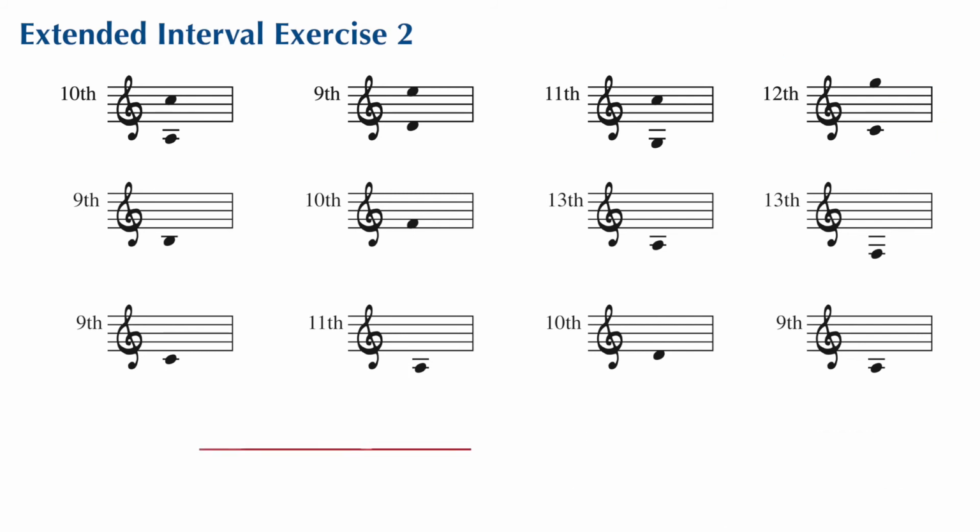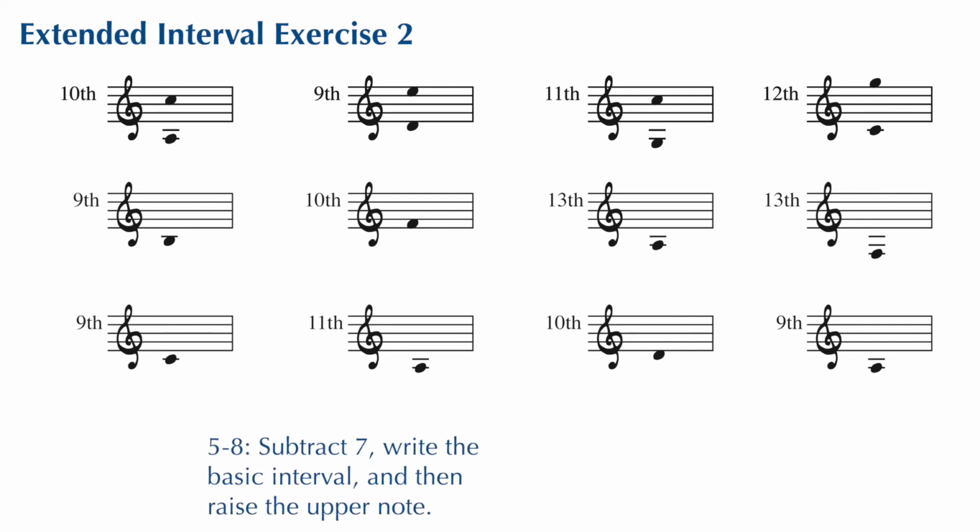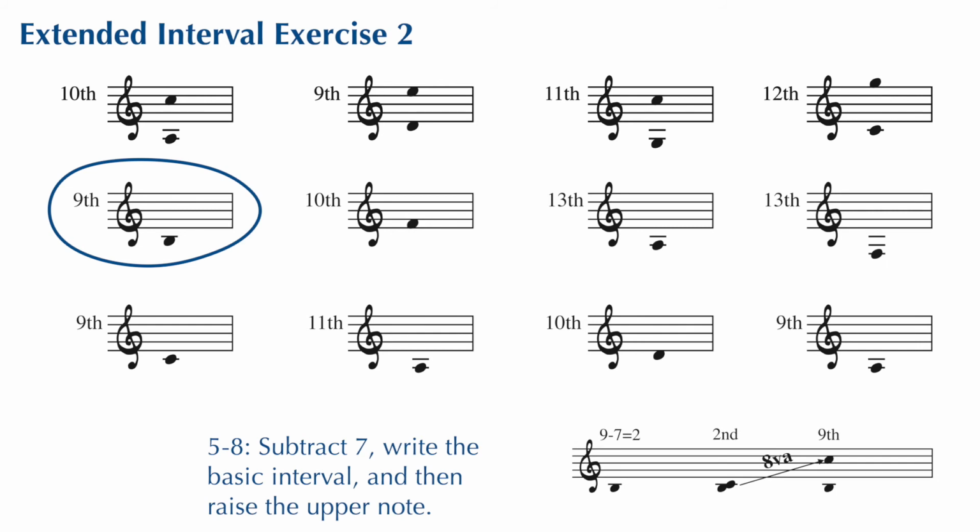Numbers 5 through 8, we're going to use the subtract 7 method. Number 5, we want to write a ninth above this B. Since we want to write a ninth, we subtract 7 from 9 and get a second, and we write a second above B, that's going to be C. Take that C, raise it an octave, and a ninth above this B is this C.